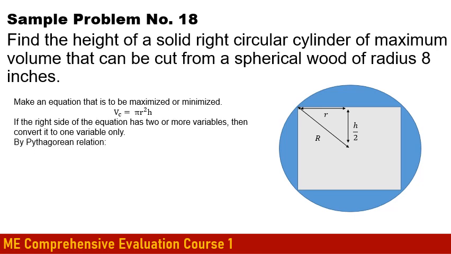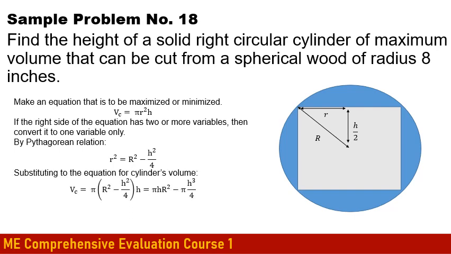By using the Pythagorean relation in the given figure that we have obtained, we get r squared equals big R squared minus h squared over 4. Then, if you substitute that r squared into the volume of the cylinder, we will obtain the equation pi h R squared minus pi h cubed over 4. So now the right side has only one variable, which is h. Take note that the big letter R is not a variable because it's a constant. It equals 8 inches. But h has no value yet, so that is a variable.